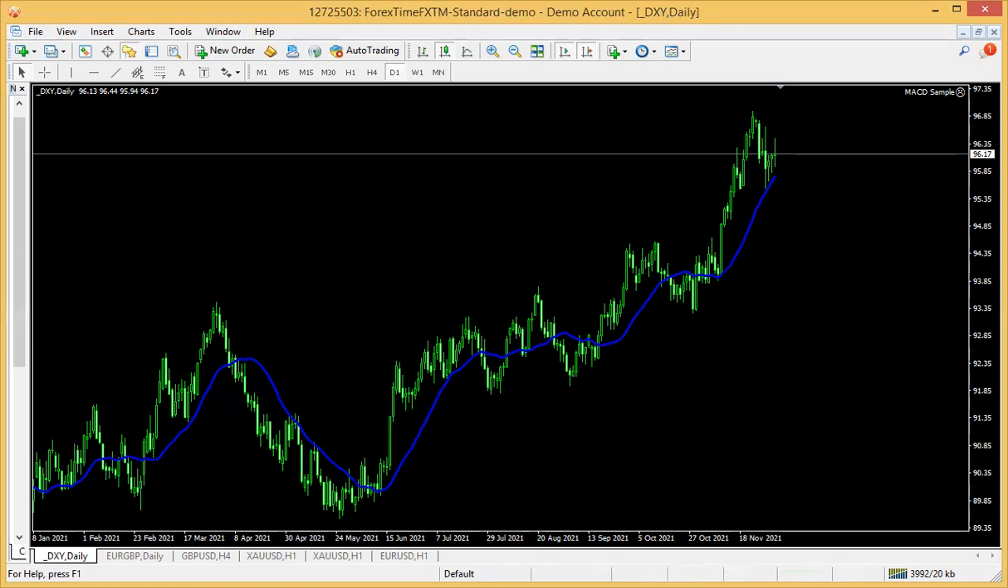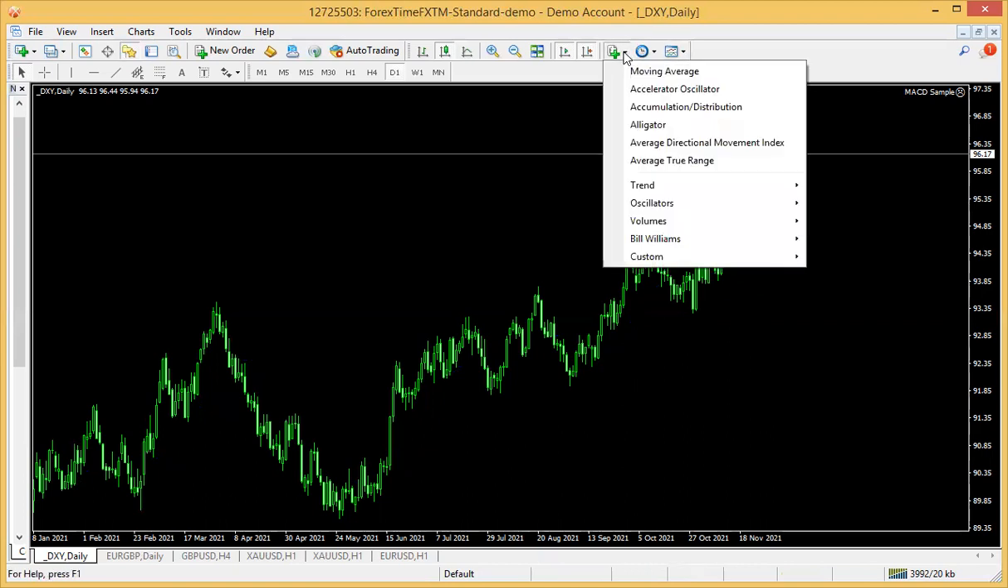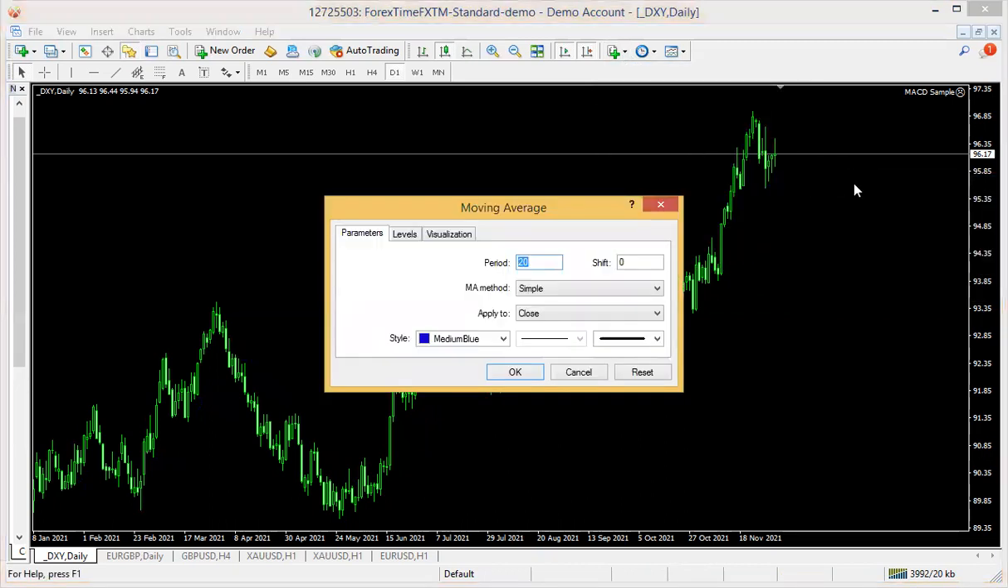Now, I'm going to delete this single moving average. Let me set a moving average. So we are going to insert double moving average. I'm going to go to this price indicator list, then to trend. Let me pick my moving average. I'm going to use moving average 50 and 25.